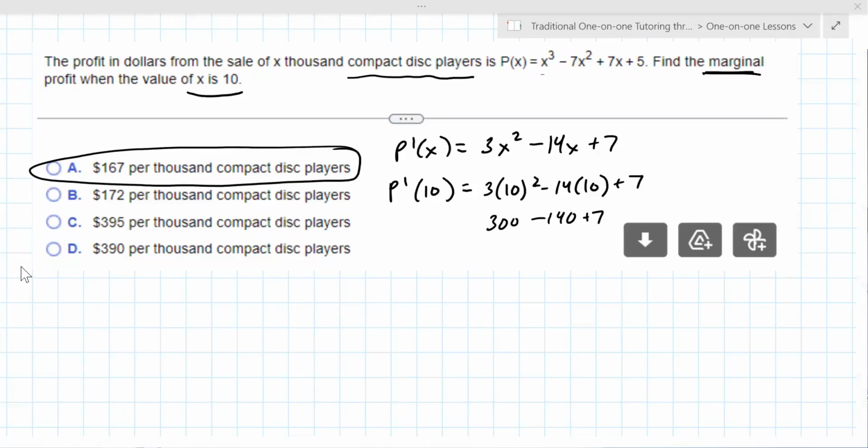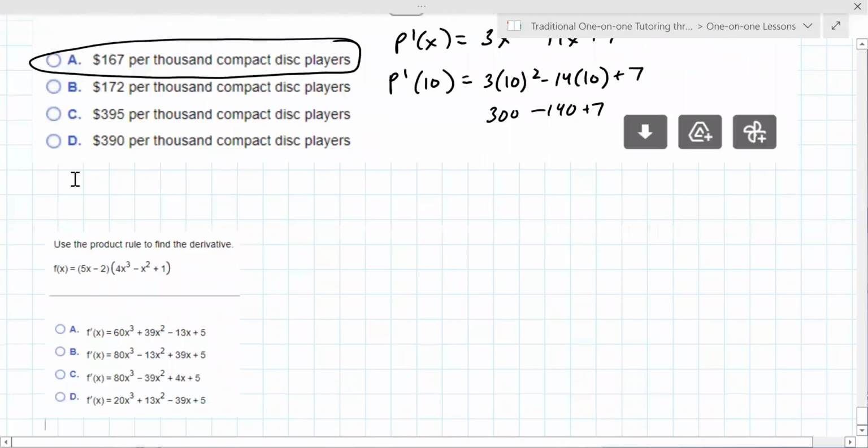Any questions on that? Keep going here. No, yeah, all good. All right, so 24 is our next problem here. Let's see here.